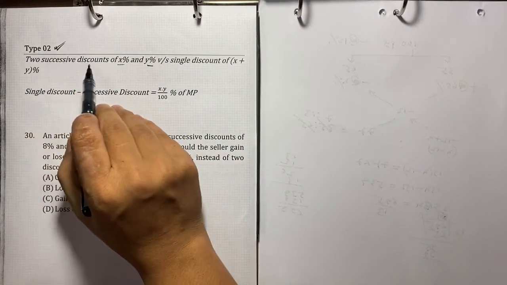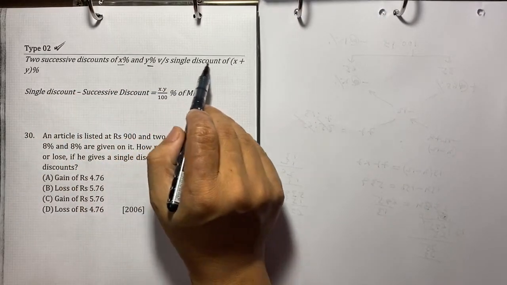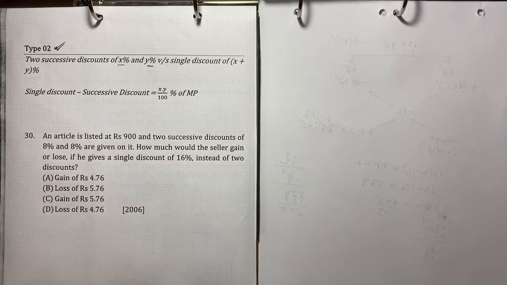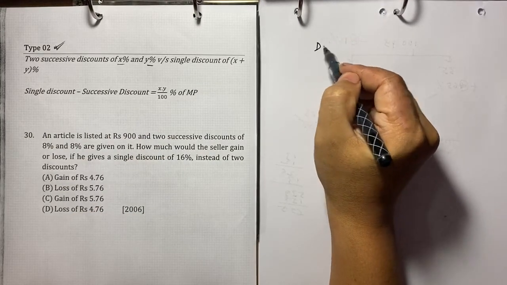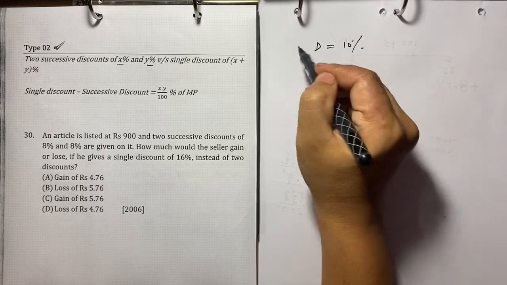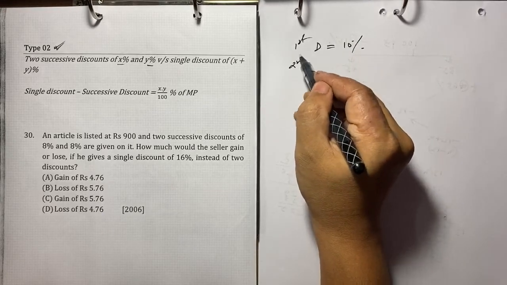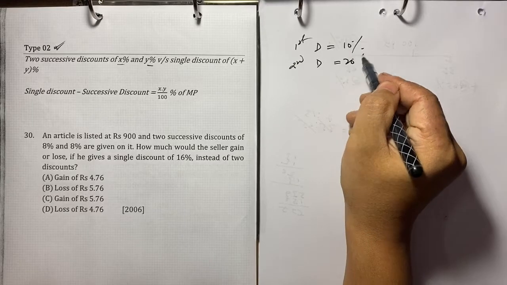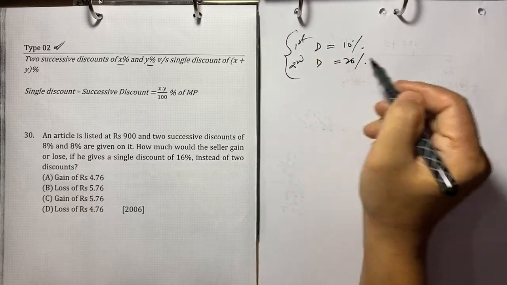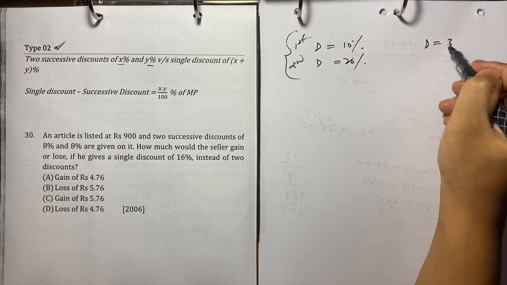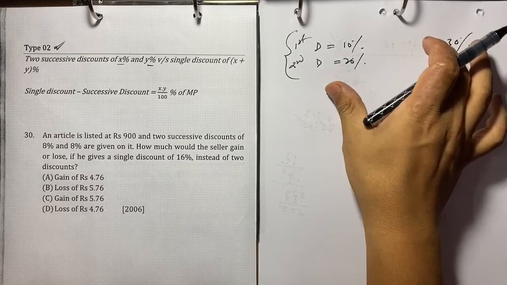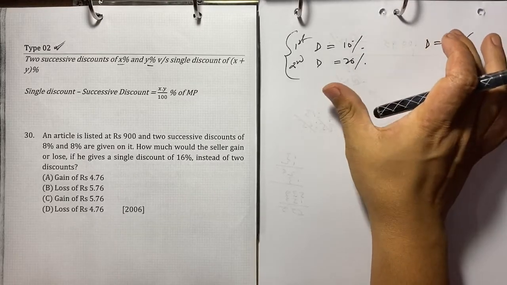Two successive discounts of X percent and Y percent versus a single discount of X plus Y percent. Let's say the first discount is equal to 10% and the second discount is 20%. The single equivalent discount is 10 plus 20, 30%. Now let's see what the difference is between them.